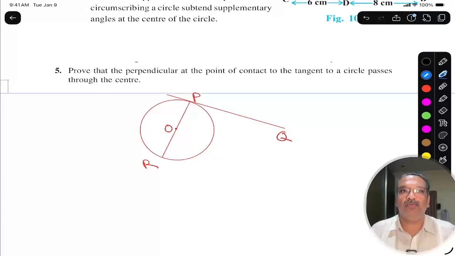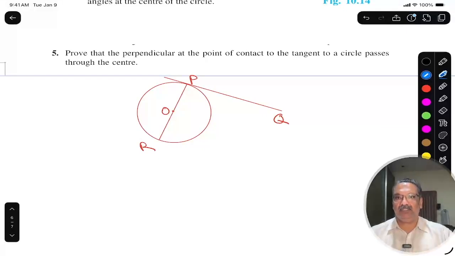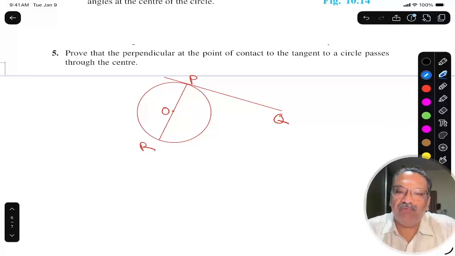Okay, let's come to question number 5. What does it say? We have to prove that the perpendicular at the point of contact to the tangent to a circle passes through the center. Okay, this is nothing but a different way of expressing theorem 1. What did theorem 1 say? At the point of contact, if you draw a radius, that radius is perpendicular to the tangent.